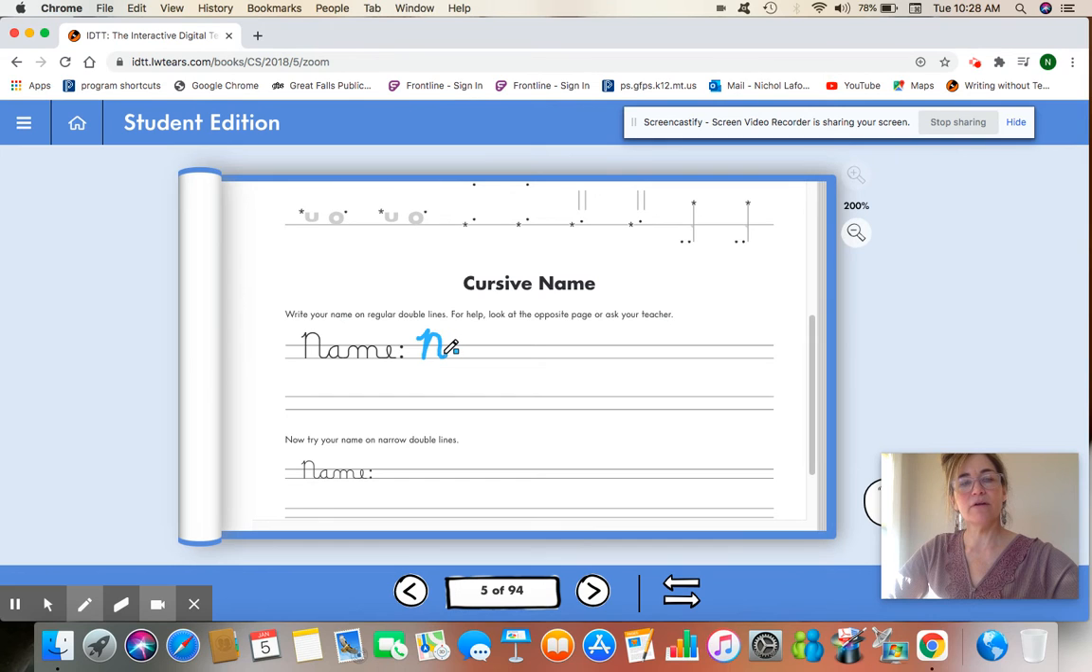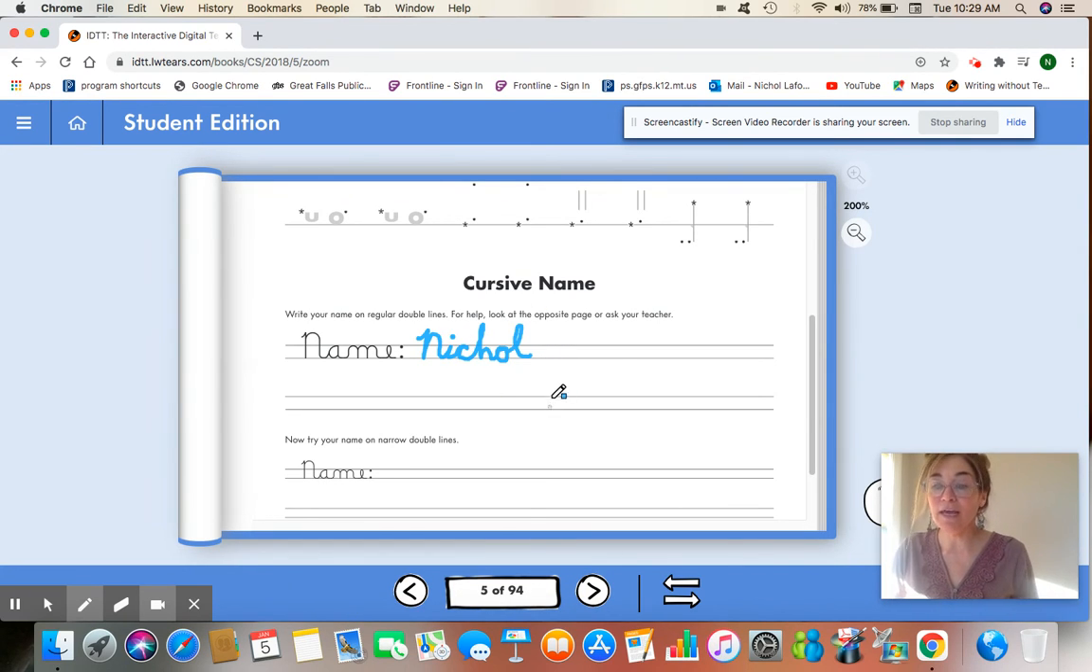Remember that capital letters, they go above the line. Lowercase letters stay within the center of the line. And then remember, if you have an I or a T in your name, you're going to go back and you're going to dot or cross your T once you're finished. You never lift up your pencil and dot your I or cross your T in the middle of a word. You always go back and do it when you're all finished.